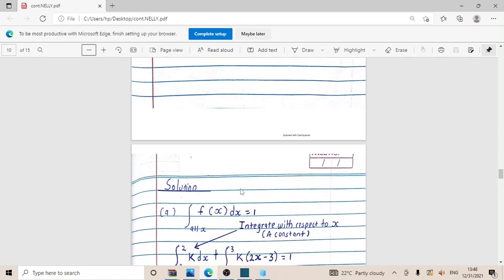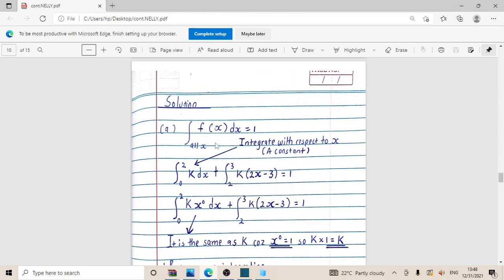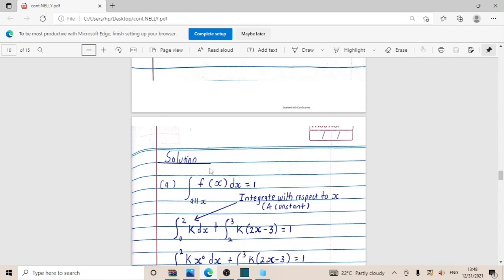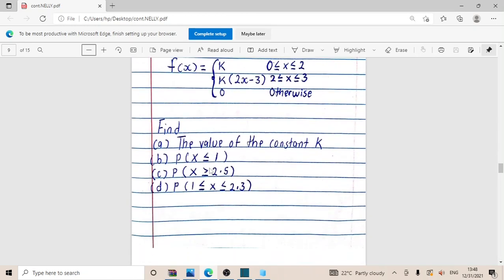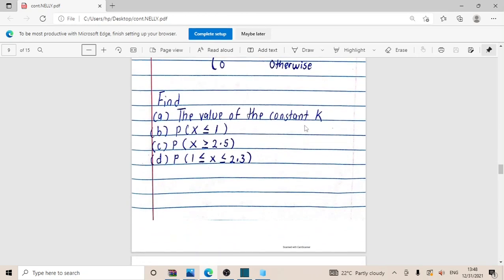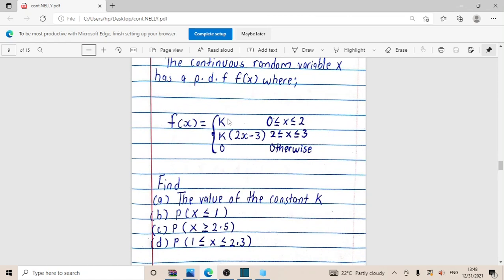So with this, solution number 1, I already know that the area under the curve, the integral of the function over all x, is always equal to 1. Since they're asking me for the value of the constant k, I'm going to add this k plus this k brackets 2x minus 3, and I will just apply these limits to them.